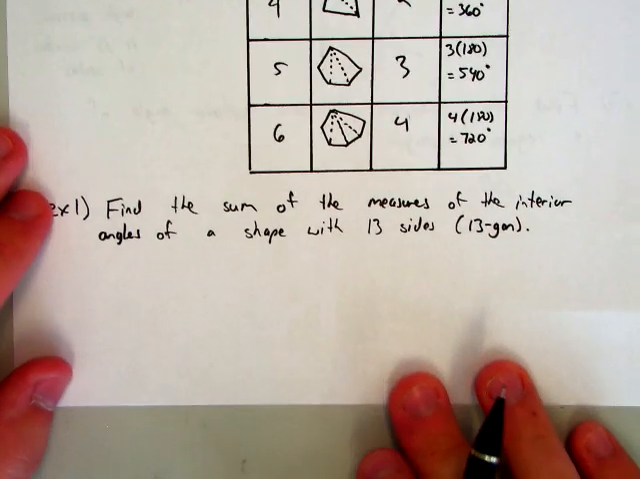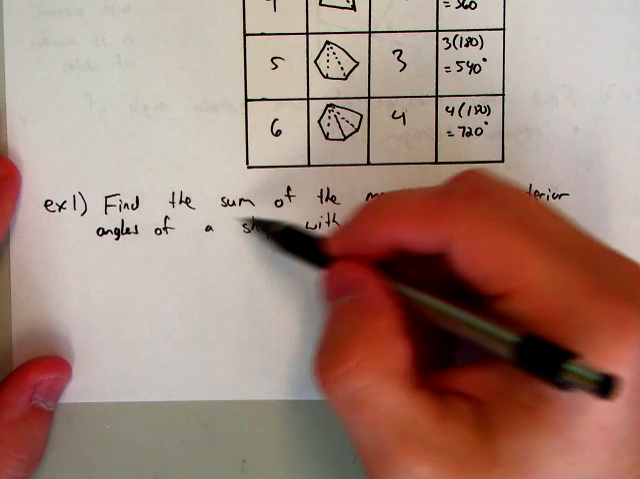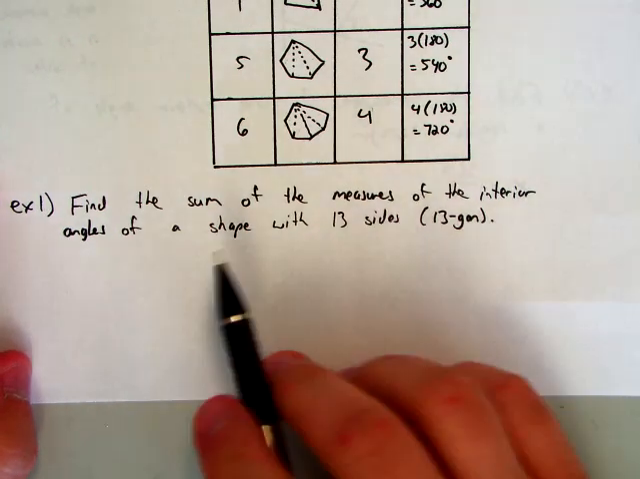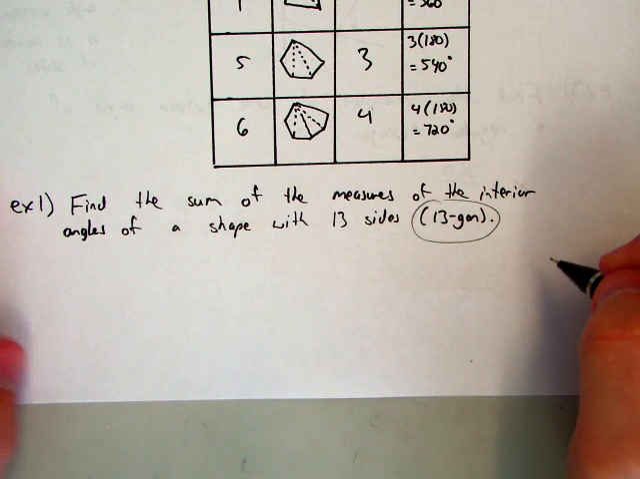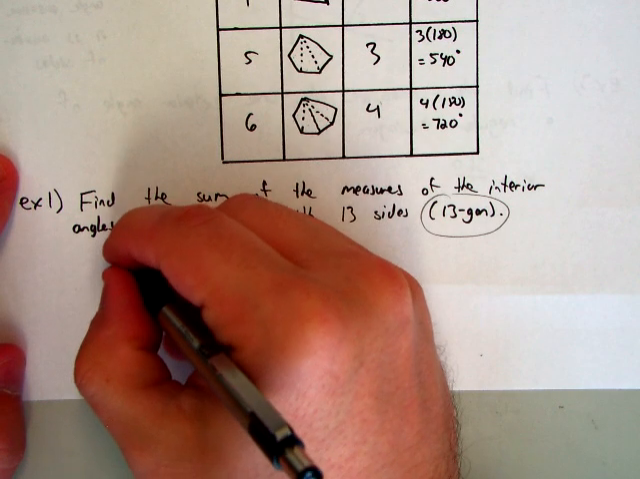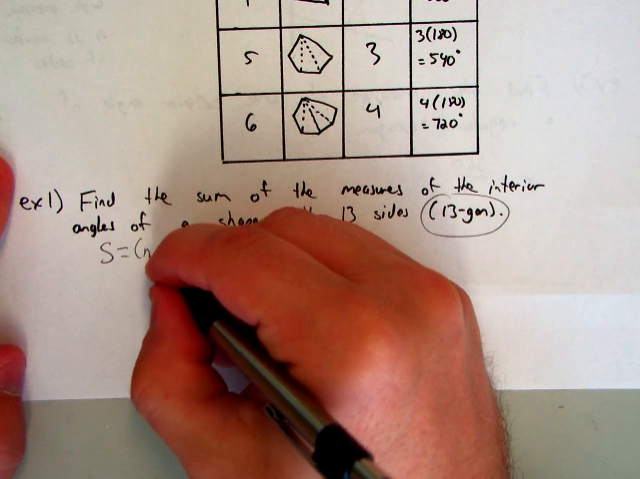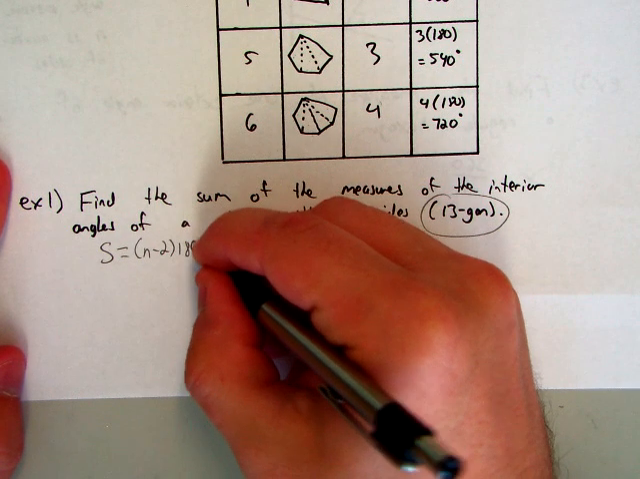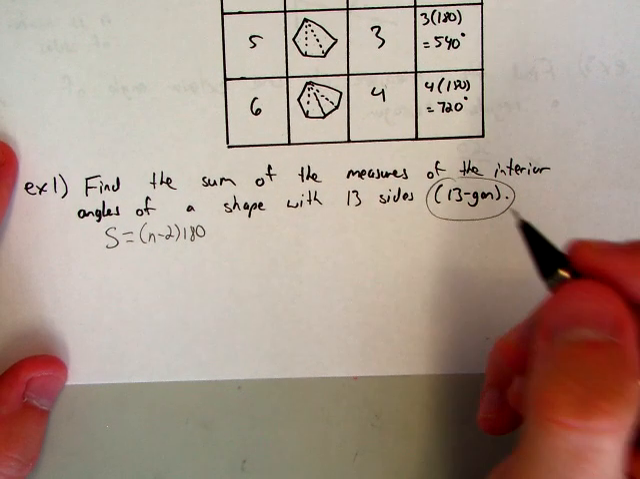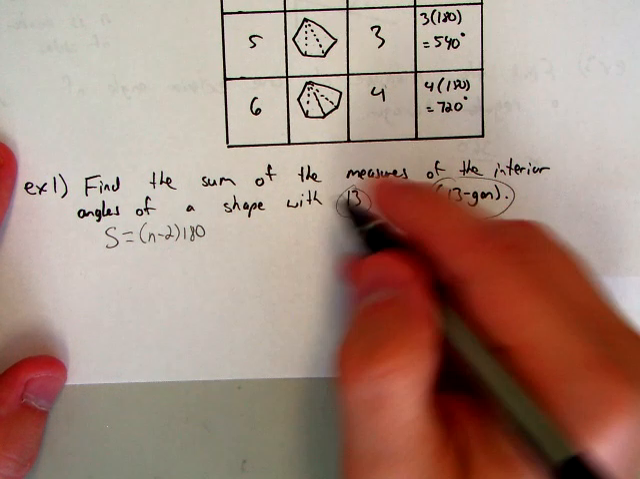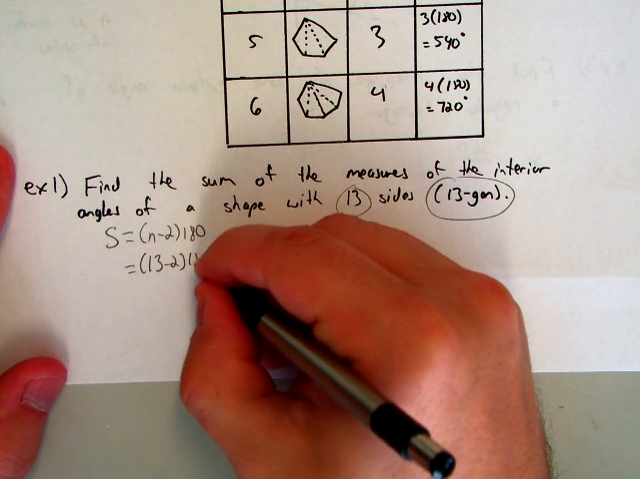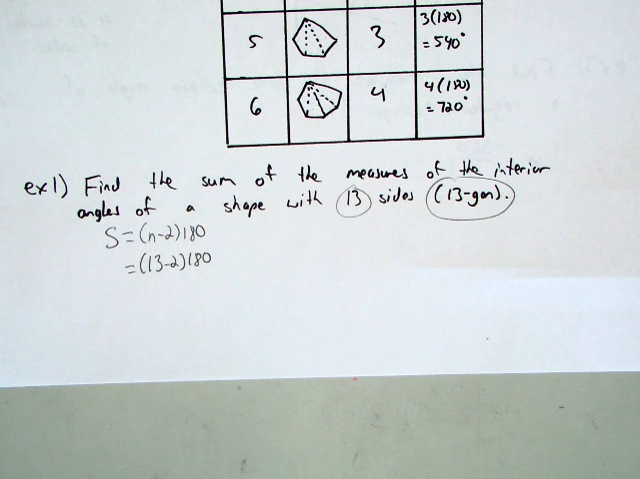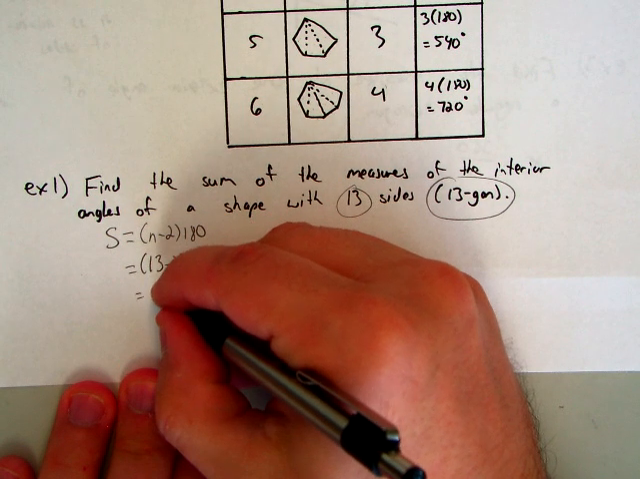So let's look at the first example here. It says, example 1, find the sum of the measures of the interior angles of a shape with 13 sides. Not an incredibly imaginative name, but a 13-gon. So the equation would be S equals n minus 2 times 180. N is 13. So we do 13 minus 2, which happens to be 11.